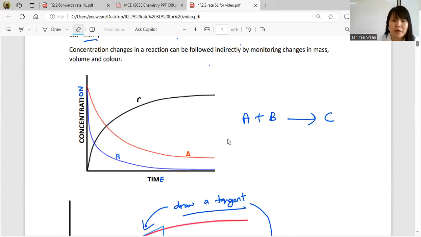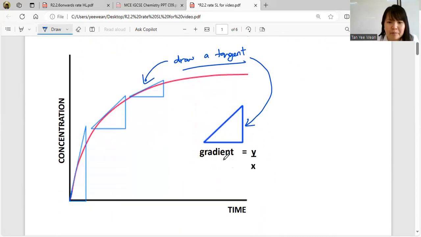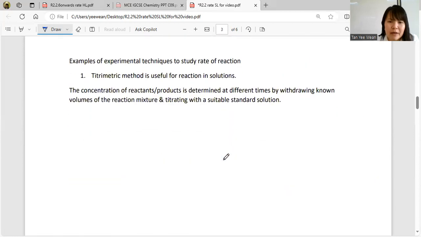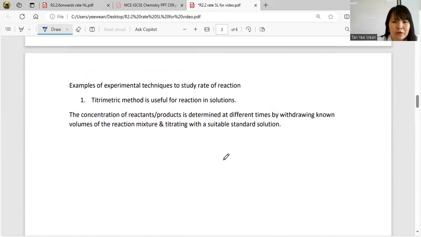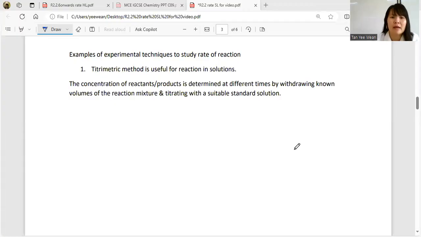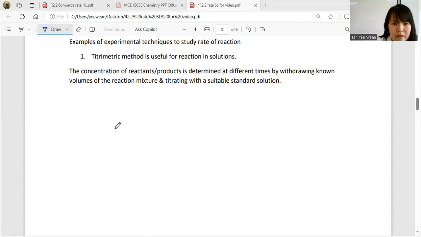Okay, there are many ways to measure rate of reaction. This might give you some ideas for your IE. Ways to measure rate of reaction: if your reactants are in solution form, you can measure the concentration. Titrimetric is a way to measure concentration, and it's a little bit more troublesome. You need to measure the concentration over a range of time.